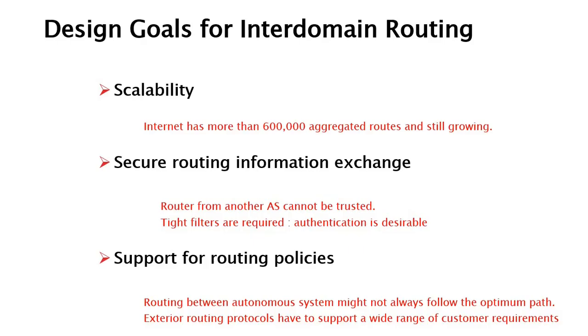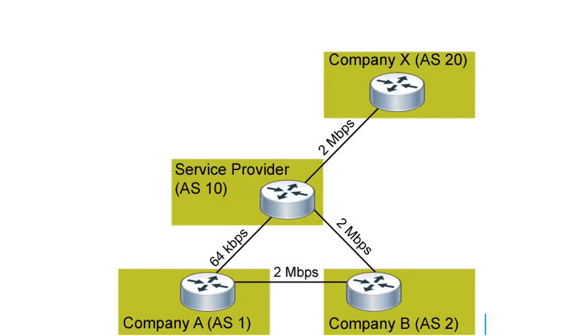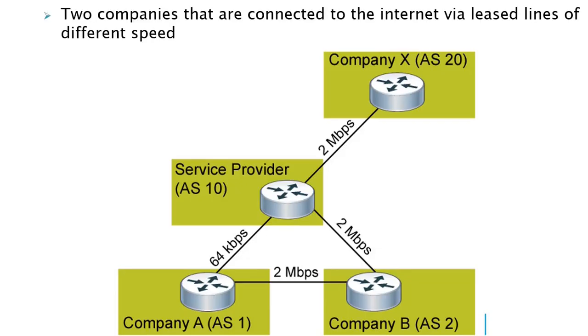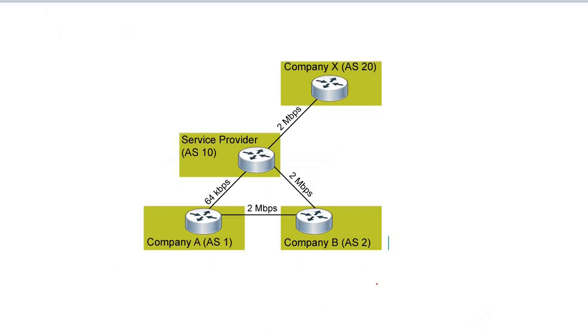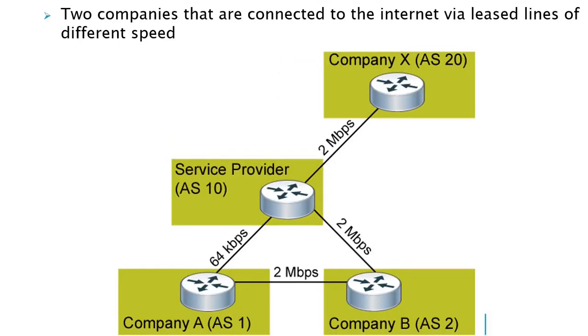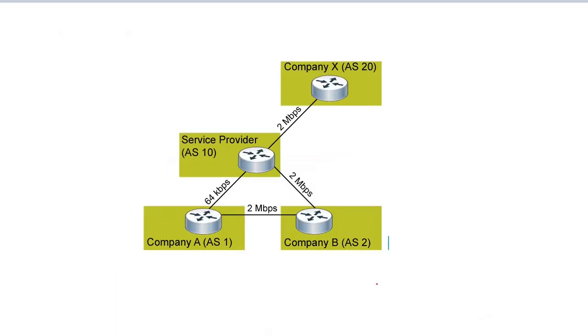So for BGP, here we can see it with an example. There are two companies, company A and company B, and one more company called company X. If company A wants to communicate with company X, what is the routing protocol we are going to use? There are company A, company B and company X with different speeds of links. We have one service provider as well. Let's get started and see how things go.